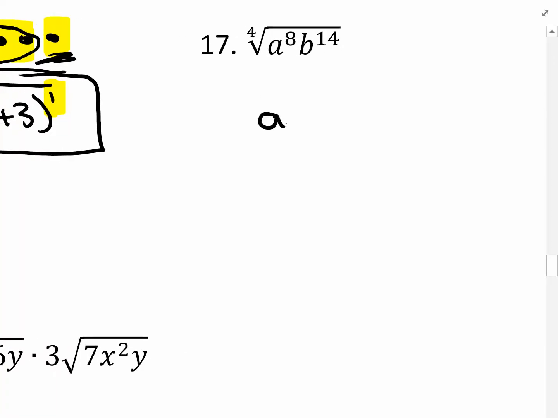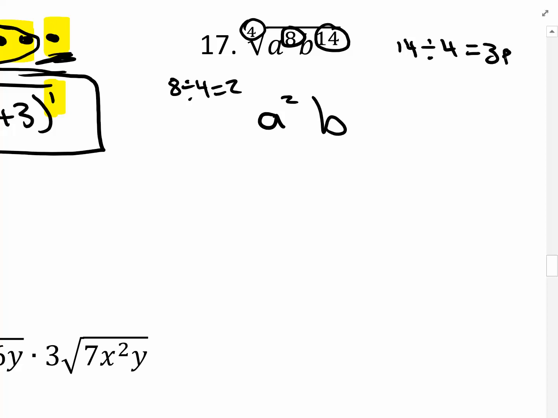All right, problem 17, we don't even have to hedge, just divide. It's going to be a to the power, what's 8 divided by 4? 2. So a squared. What is 14 divided by 4? 14 divided by 4 is 3 remainder 2. That might be a complicated way of writing that, but you just write b to the third, and inside your fourth root, b squared.